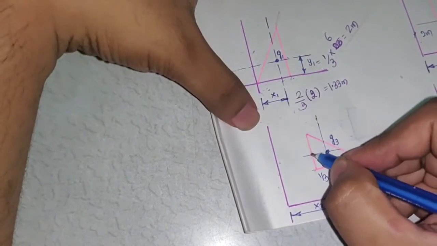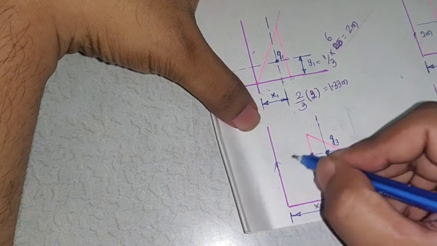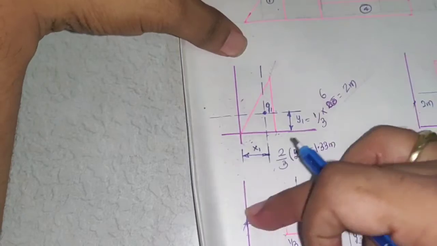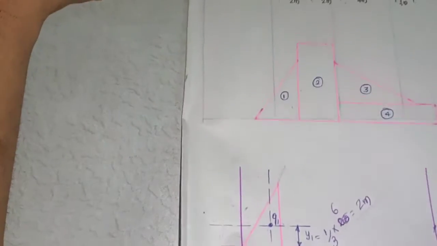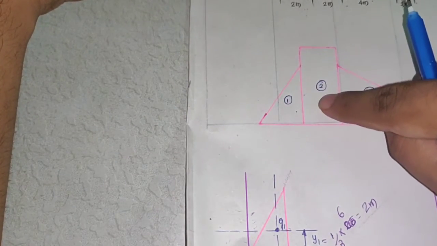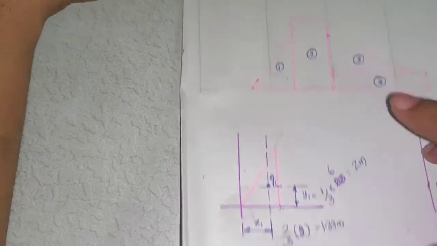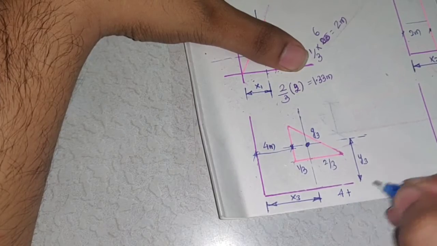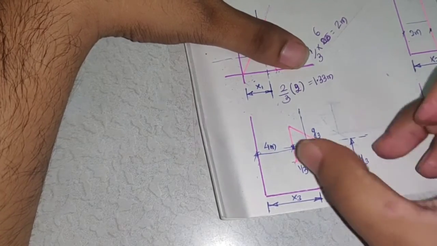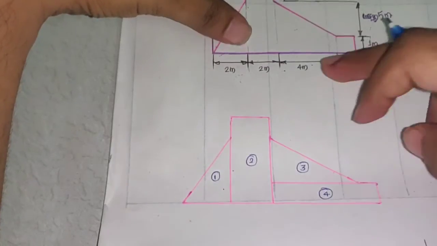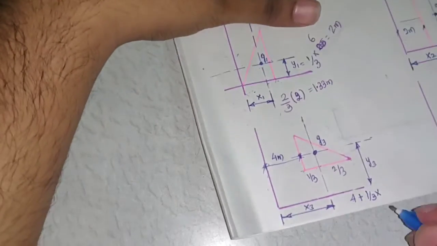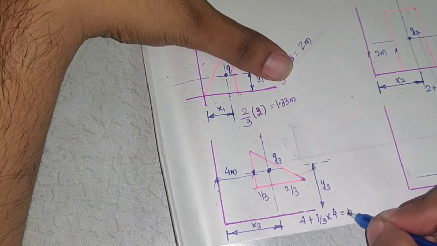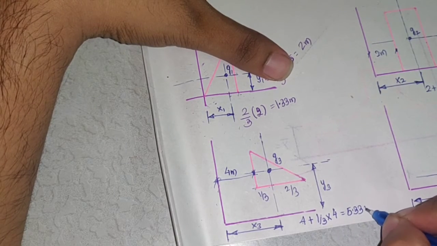Value of x3 is, from here to here, what is the distance? From here to here the distance is 4 meters. Why 4 meters? This space is occupied by this right angle triangle and this rectangle. So this is 2 meters, this is 2 meters. So this is 4 meters. So value of x3 will be 4 plus 1/3 of, what is the base of this? Base of this is 4 meters. 1/3 of 4. So this will be 4 plus 1.33 is 5.33 meters.